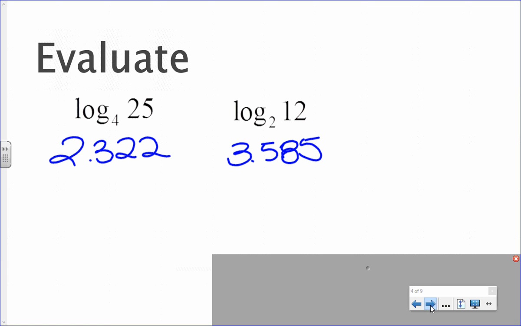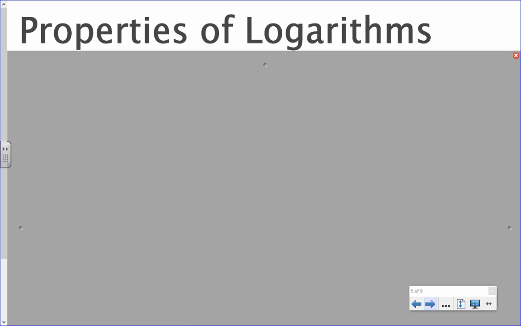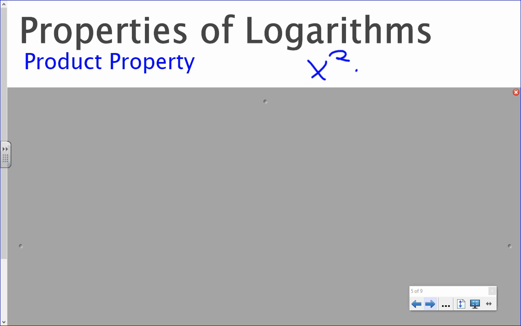Next, we are going to talk about some more properties of logarithms. So since logarithms are exponents, they have very similar properties to that of an exponent. Okay? So let's talk about a couple things. If we were to multiply x squared times x cubed, what do we do with our exponents? Say it louder, remember. We add them. This is the same thing as x to the sixth.